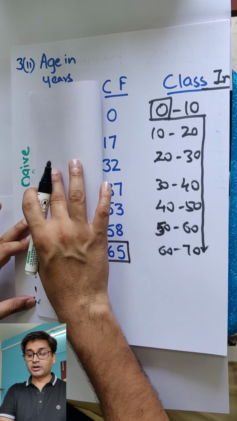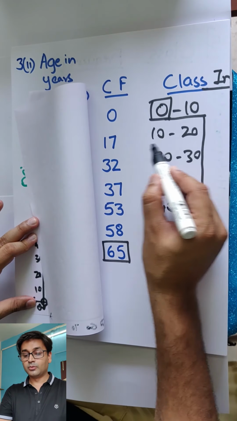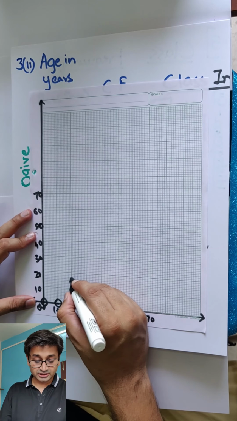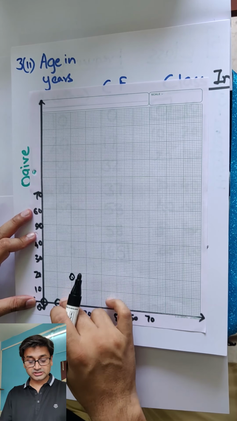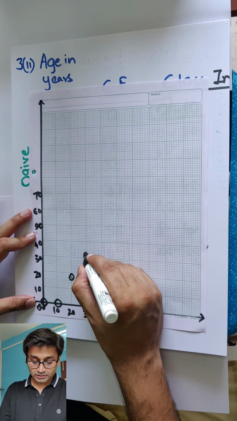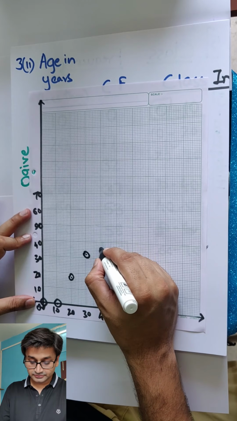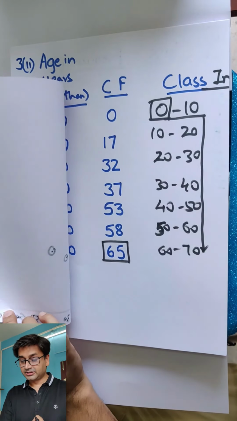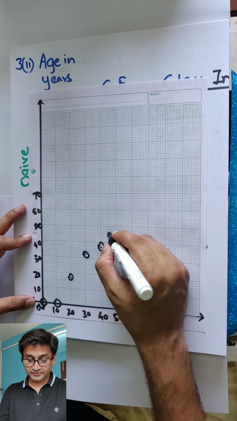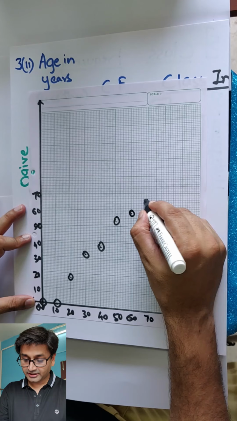Further, now look at the upper limit. 20 will be 17, 30 will be 32. So 20 is 17, 3 lines down now. 3 lines because 10 is the gap, alright? So after 17, 32, 37, so 3 lines down. After 37, 53, 58, 65, 53, so 3 lines up. 58 and 65. So 58 will be 2 lines down and 65 right at the middle.